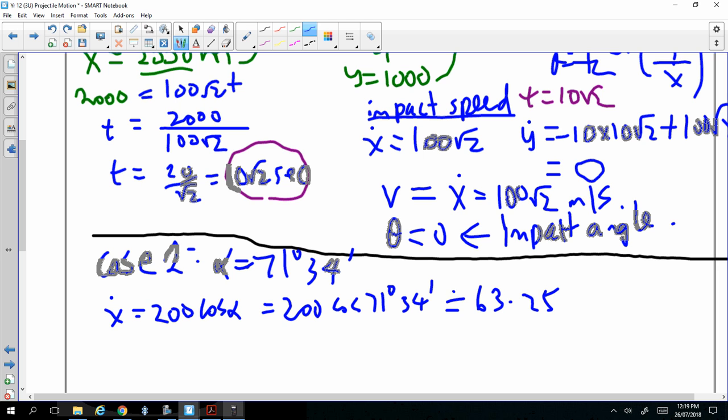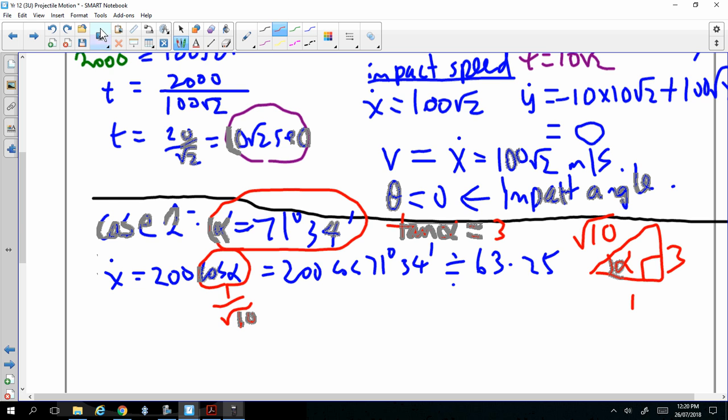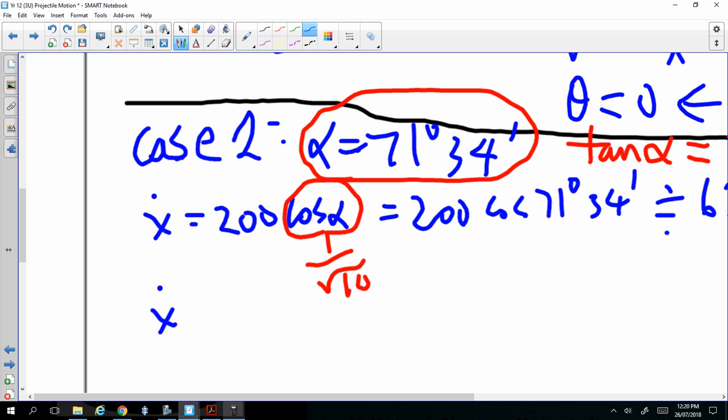To get the exact form, instead of using alpha, we know alpha comes from tan alpha equal to 3. So it will be better to use this right angle triangle, and 3 over 1, so it's root 10. Therefore, cos alpha is 1 over root 10. That will be a much better form to write in. So let's change the x dot. X dot will be equal to 200 over root 10, which is just equal to 200 root 10 over 10, so 20 root 10.